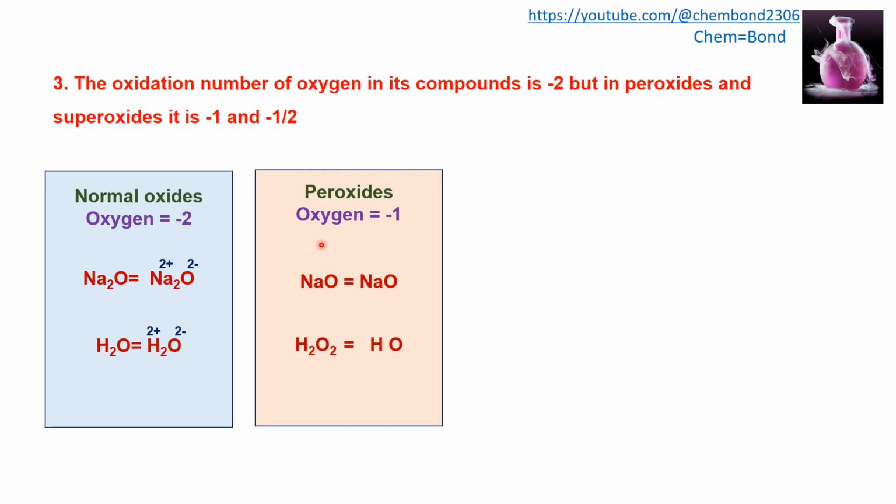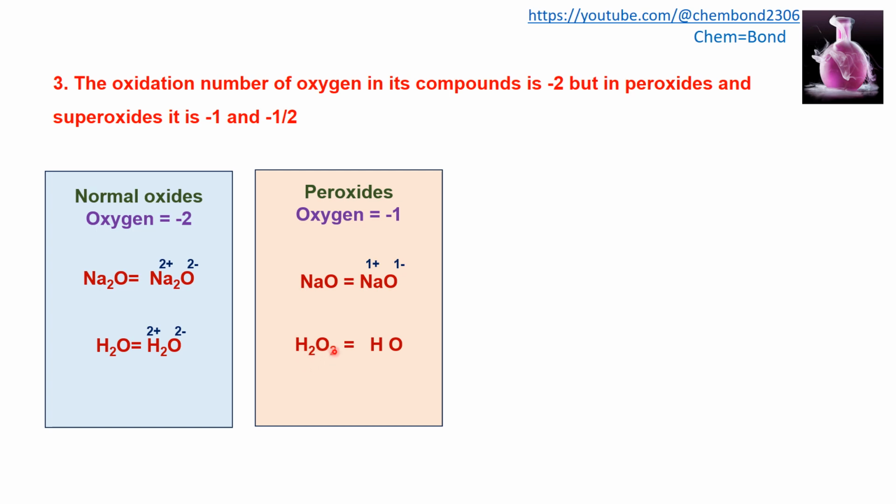In the case of peroxide, in which oxygen has minus 1 oxidation number, we will take the example of sodium peroxide and hydrogen peroxide. Sodium peroxide may be written as NaO. Sodium belongs to the first group, so we put plus 1 over it. In order to balance it, we put minus 1 over oxygen. So in peroxide, oxygen has minus 1 oxidation number.